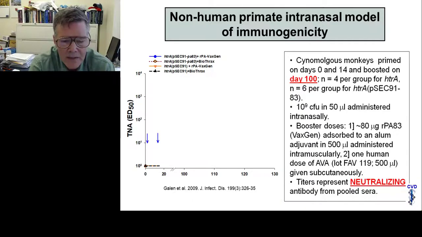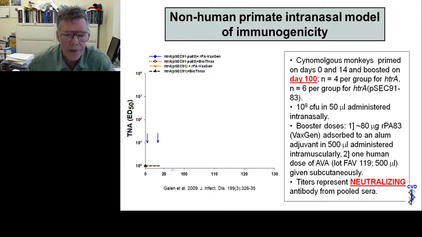And so we did a lot of preliminary testing in mice, and we found that antibody responses against PA83 were excellent, okay? But because we had access to some primates from NIH, we conducted a non-human primate intranasal model of an immunogenicity study. And you notice that this study went on for 130 days. It was a very long experiment, but it worked really well.